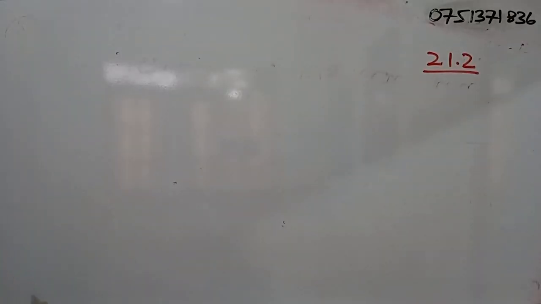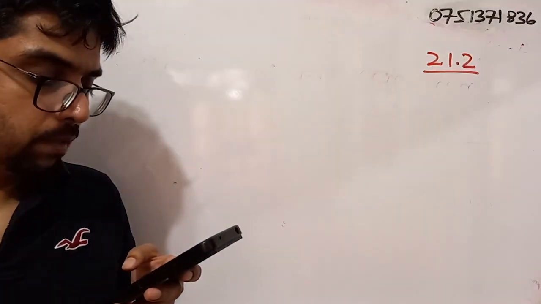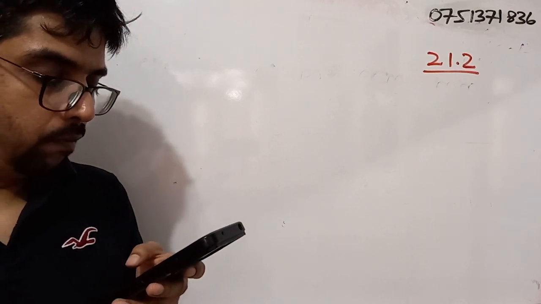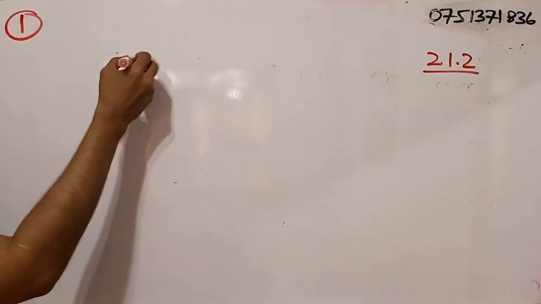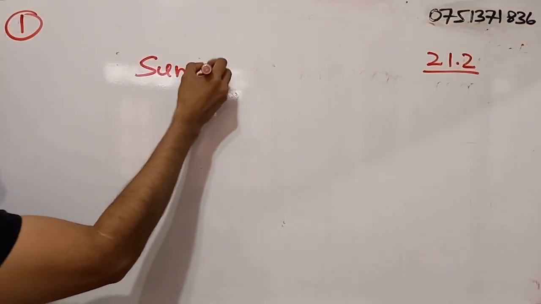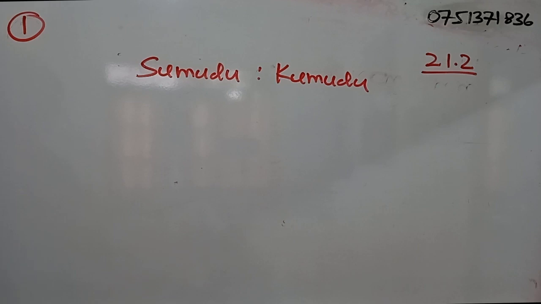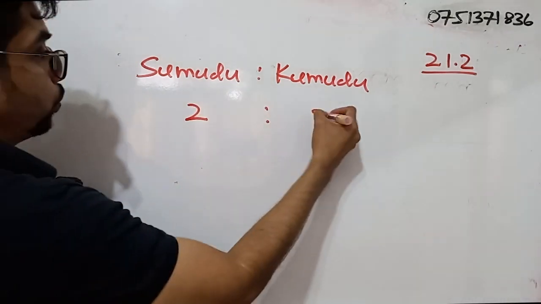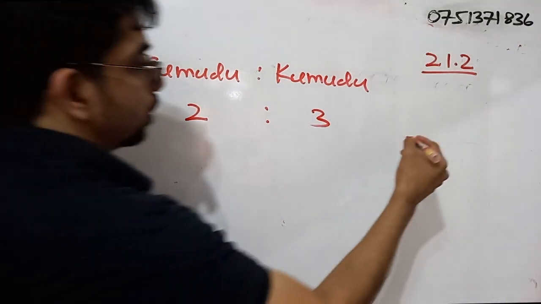Exercise 21.2. Question number 1. 1500 rupees was divided between Sumudu and Kumudu in the ratio 2 to 3. Find the amount each received. Right. So we have Sumudu and we have Kumudu. Right. So what is the ratio? 2 to 3. So what is the total number of parts?